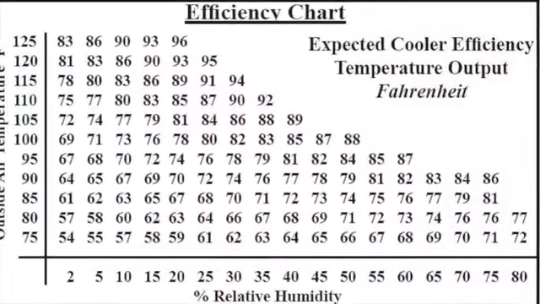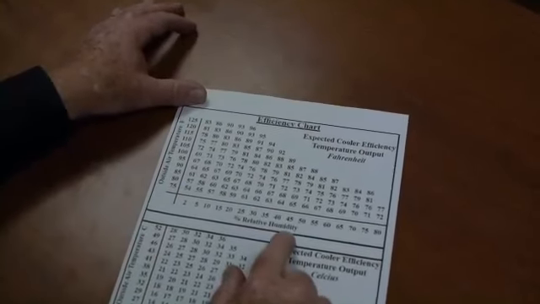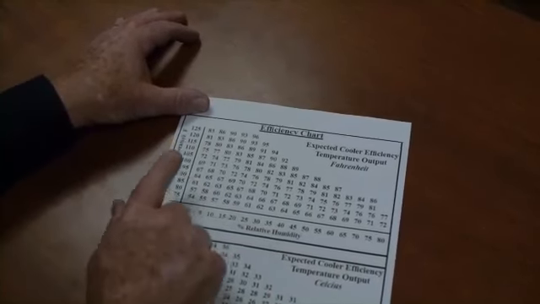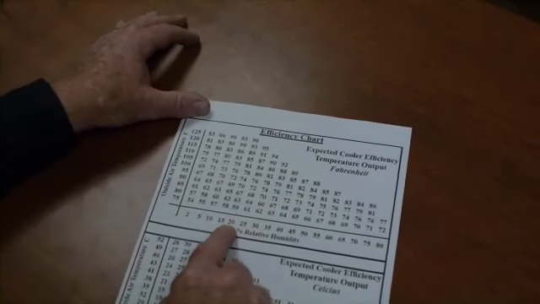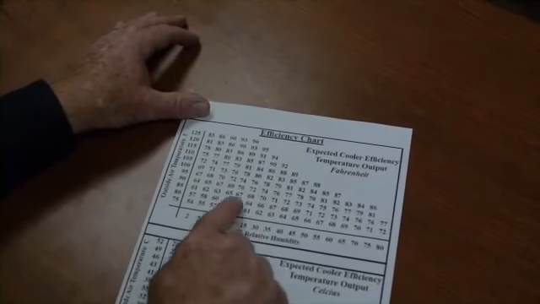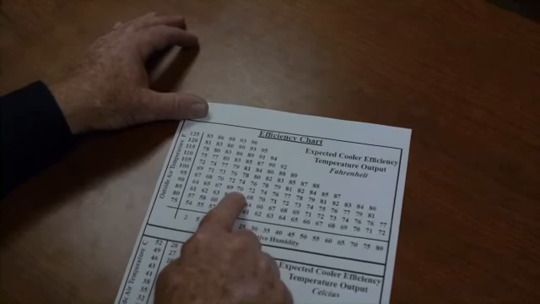Evaporative cooler manufacturers have developed this efficiency chart. It uses the outside air temperature and the relative humidity. In this example here, let's use 90 degrees outside air temperature and 20% relative humidity. You can see where these numbers come together. You can expect 70 degrees from your evaporative cooler.